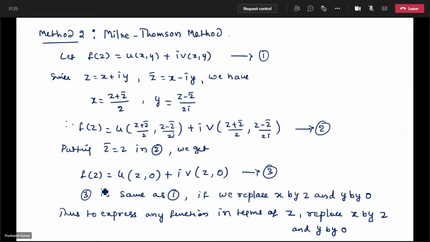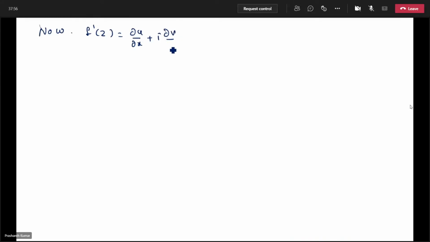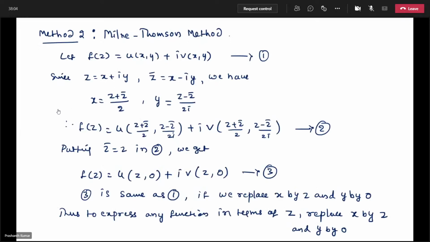Now, what we will do? f dash z is equal to dou u by dou x plus i dou v by dou x. Now you see that f dash z is equal to dou u by dou x, because y is 0. This z is x. This z is only contained here in the real part.